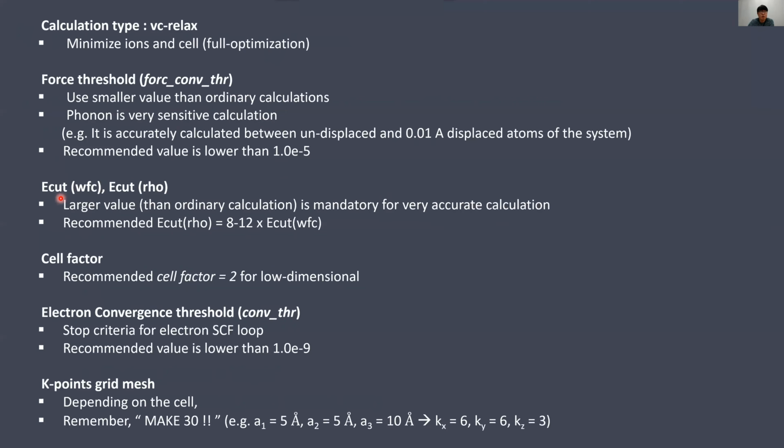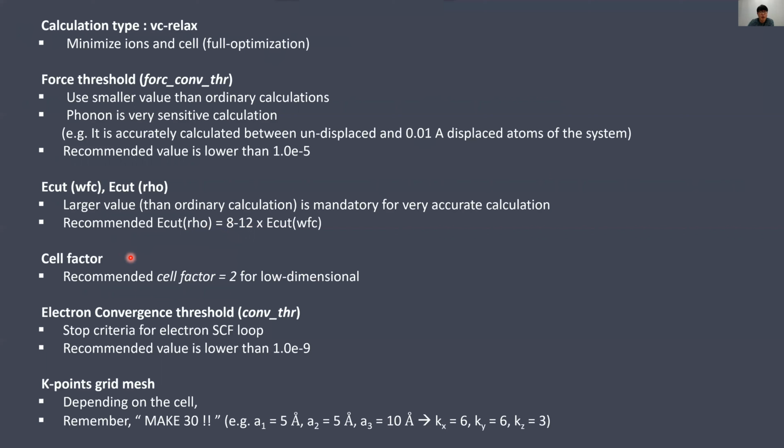And next is cutoff energy and cutoff rho. This large value is mandatory for an accurate calculation, this is the kinetic energy cutoff for the wave functions. The recommended value for ecutrho is 8 to 12 times the ecutwfc. So in material science, maybe 8 times ecutwfc is going to be ecutrho. So if you want to expand more, you can change it to 12 or something.